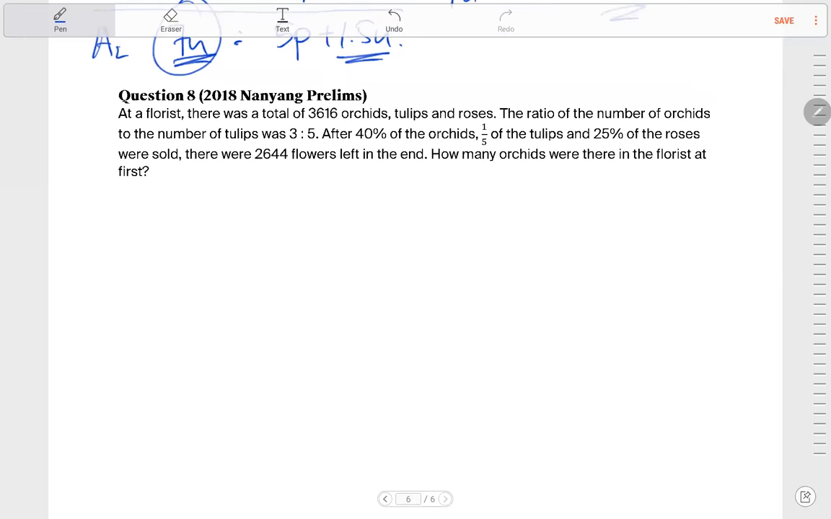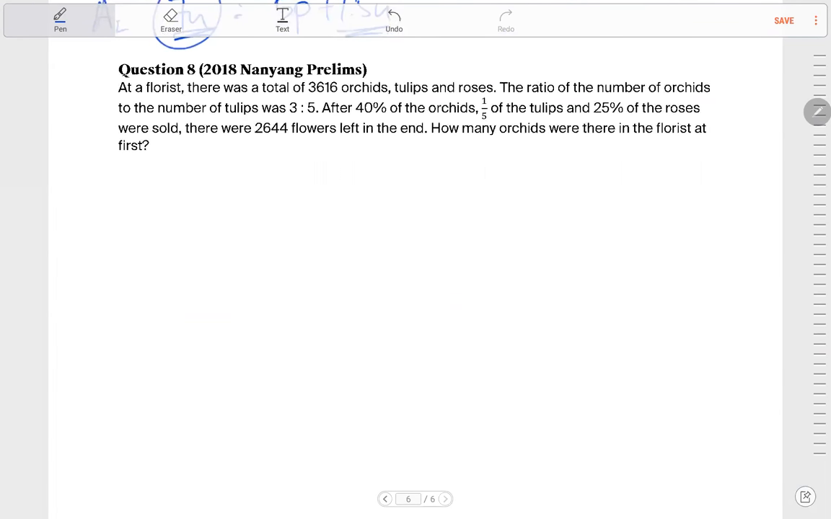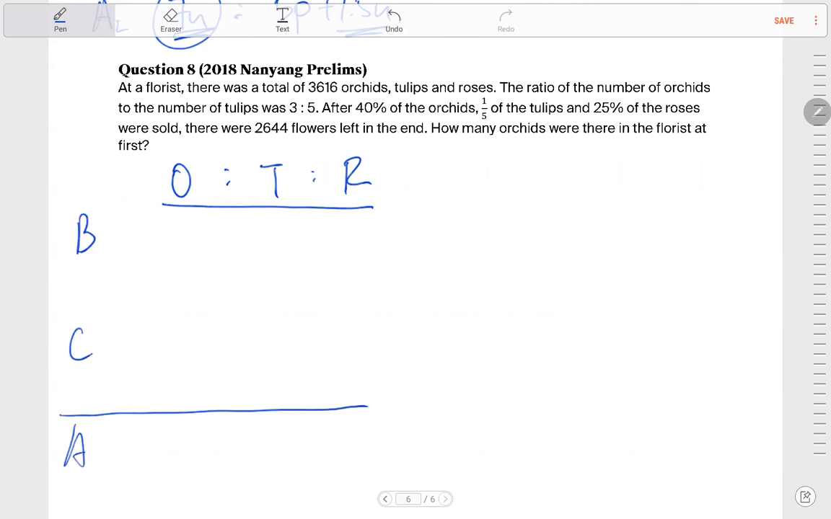2018 Nanyang prelims. In this situation, I have three items: orchids, tulips, and roses. Let's see how I can present the information in this table. Nothing changes. B, C, A. Present. Ratio of orchids to tulips is 3u to 5u. After 40% of the orchids, 1/5 of the tulips and 25% of the roses were sold, there were 2,644.